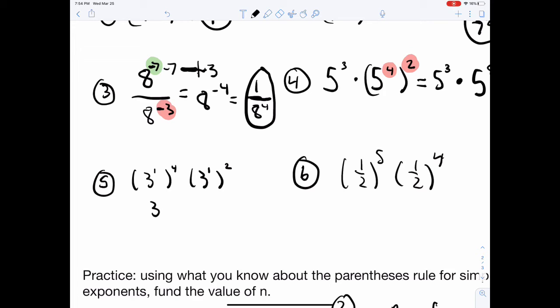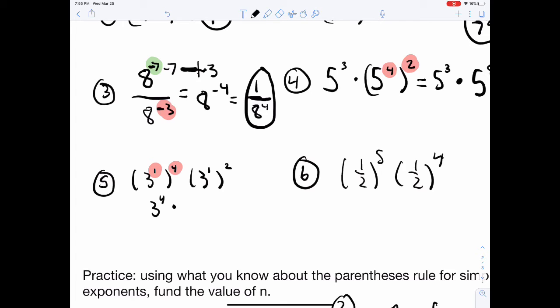So this is going to be 3 to the 1 times 4, because we have 2 exponents. That'll be 3 to the 4th, times 3 to the 1 times 2, which is 3 squared. And if you look at it, things never really changed even though we put the 1 in front of the exponent. So the parentheses really didn't even have to be there, if you think about it.